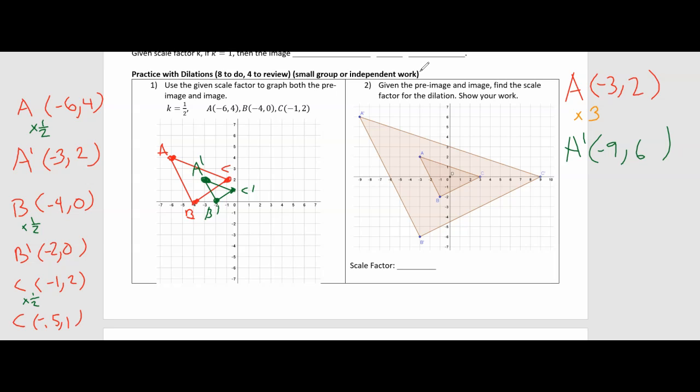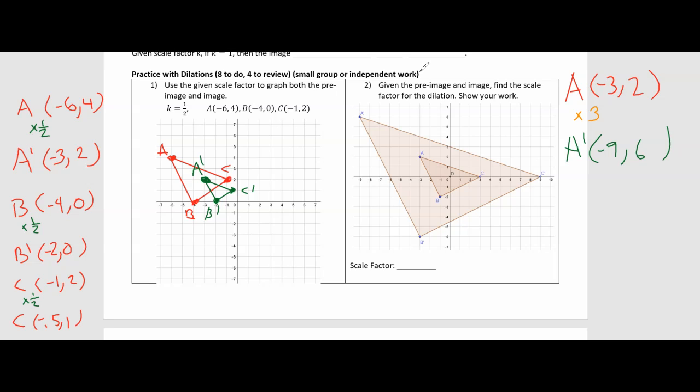Now, do we need to check the other points? Right? If we were trying to figure out whether this was a dilation, yes. However, it tells us it's a dilation, so we know that the scale factor has to be the same for the other points. So if it's 3 for A and A prime, it's got to be 3 for B and B prime, and C and C prime.